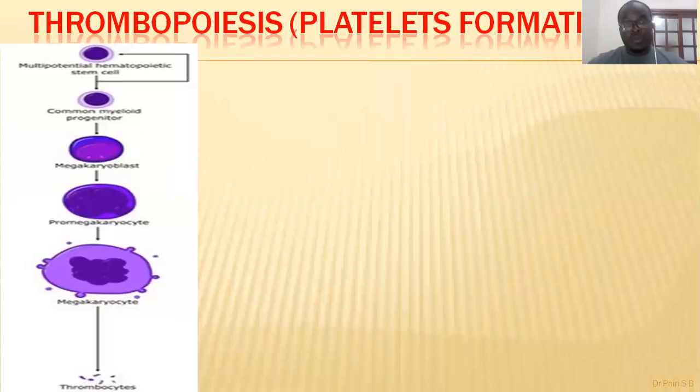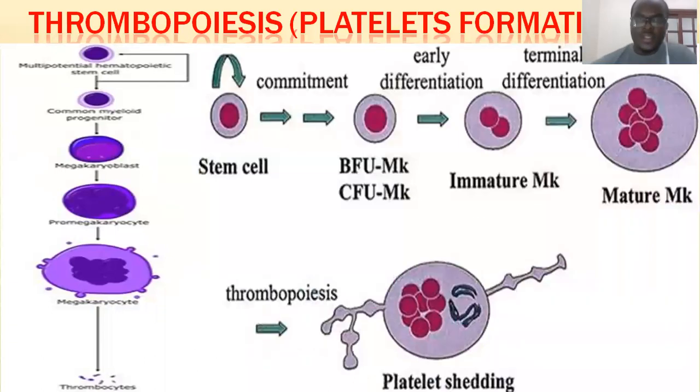So we proceed with thrombopoiesis, adding some more information to it. You can see from this diagram that they are basically the same steps. You have the stem cell that is stimulated by those factors. Then it undergoes commitment, so it becomes a committed cell. You have these commitment steps in between here. Then it transforms into burst-forming unit megakaryocyte and colony-forming unit megakaryocyte. Then these cells undergo differentiation. So you have the early differentiation, then it forms the immature megakaryocyte.